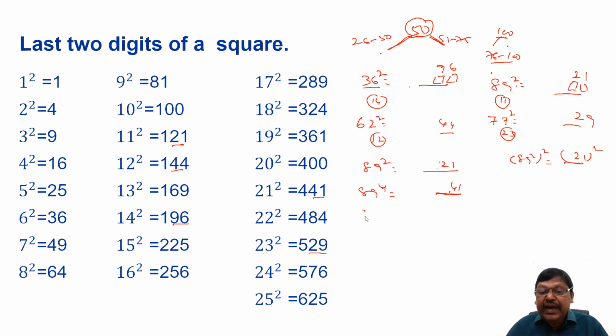41. 89 power 8, what are the last two places? 89 power 8 is nothing but 89 power 4 whole square. But 89 power 4 is ending with 41. So for 89 power 8's last two places, when you square the right hand side, 41 square's last two places is 81. 41 is how much less than 50? 9 square, it ends with 81.